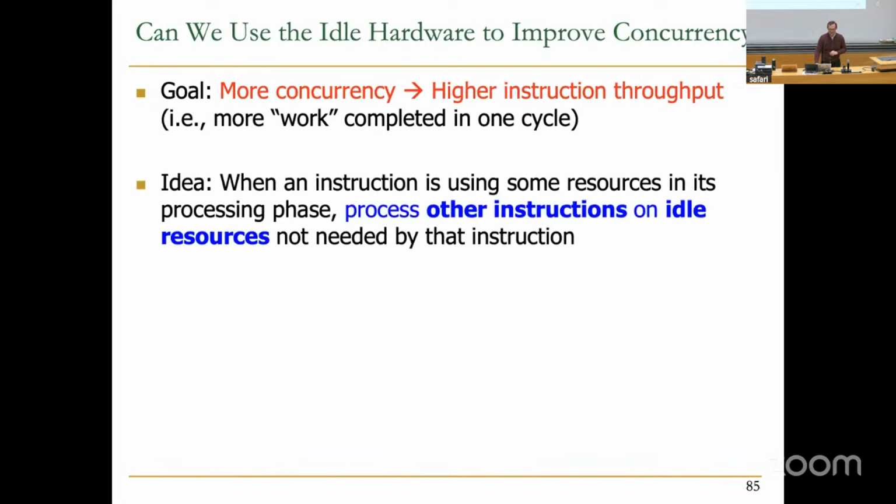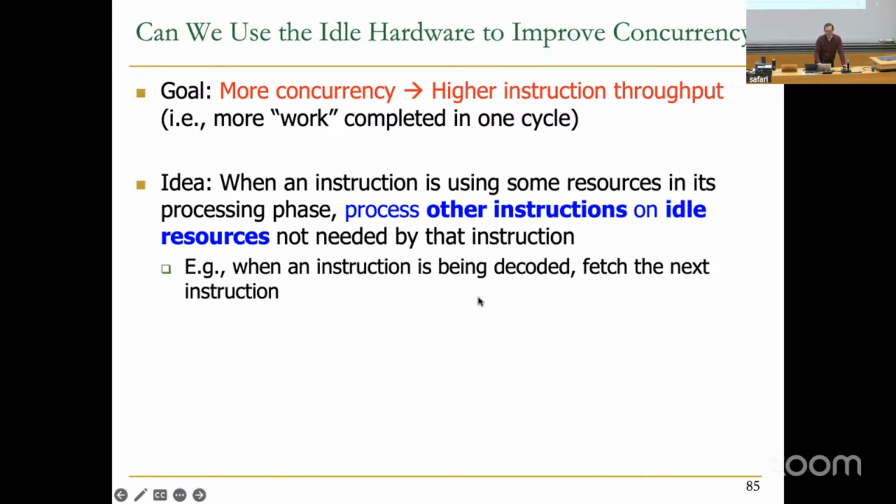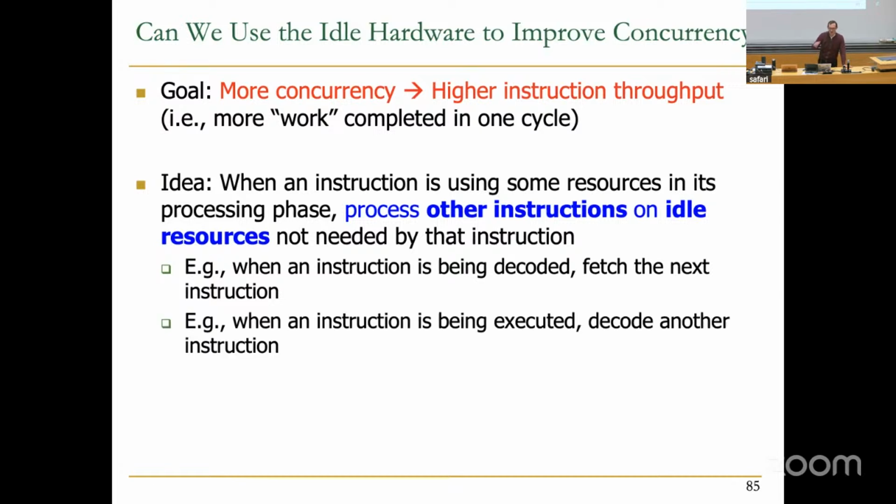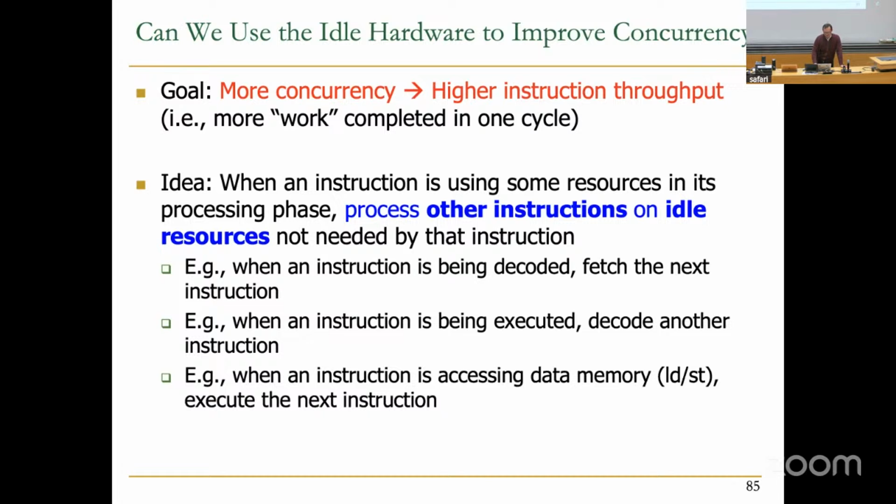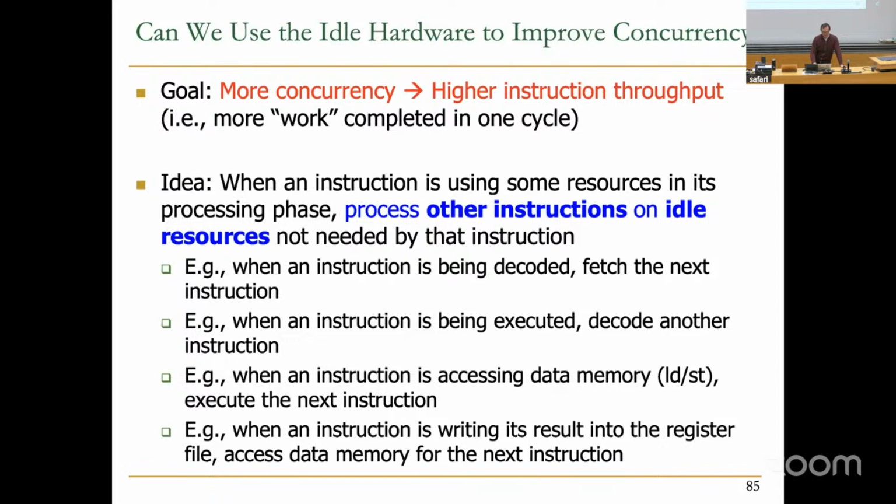Okay, I think I gave you the idea over here, but essentially, the idea of pipelining is very simple. When an instruction is using some resource in its processing phase, process other instructions on idle resources that are not needed by that instruction. For example, when an instruction is being decoded, fetch the next instruction. When an instruction is being executed, decode the next instruction. When an instruction is accessing data memory, execute the next instruction. When an instruction is writing its result into the register file, access data memory for the next instruction. This way, you can actually have many instructions in the machine at the same time, right?